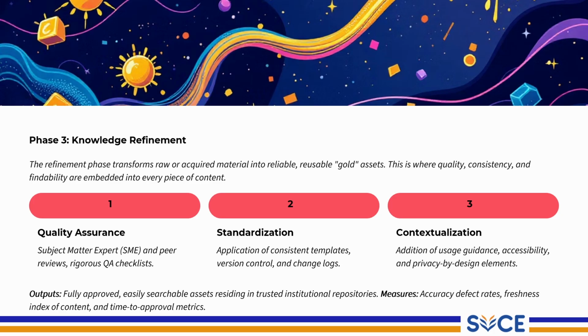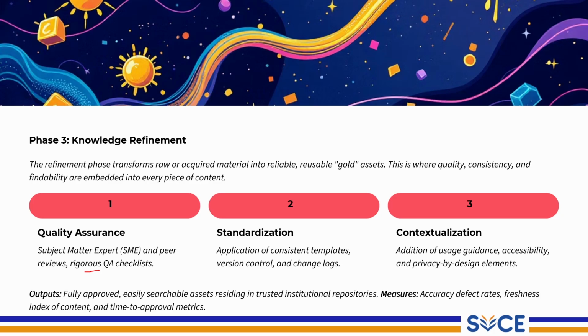Here, number one is quality assurance. It uses subject matter expert and peer reviews and a rigorous quality assurance checklist. So these steps make sure experts and peers review the content so errors are caught and material is accurate. And second one is standardization. So using consistent templates, version control and change logs. This keeps everything uniform. Templates make it easy to understand and version control tracks updates so there is no confusion.